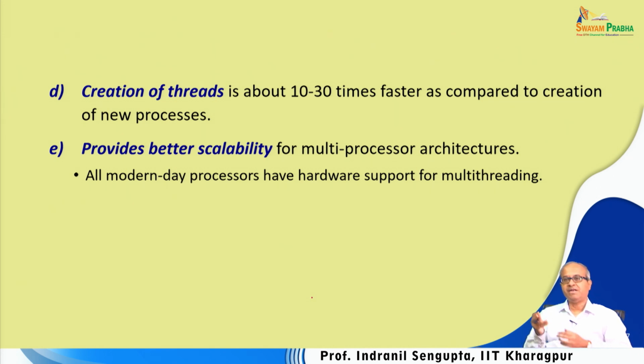Another important thing is that a process is already there. When you are creating a thread out of a process, you need not create all the regions. That is why the creation of a thread is much faster as compared to the creation of a new process. Typically, it can be 10 to 30 times faster.